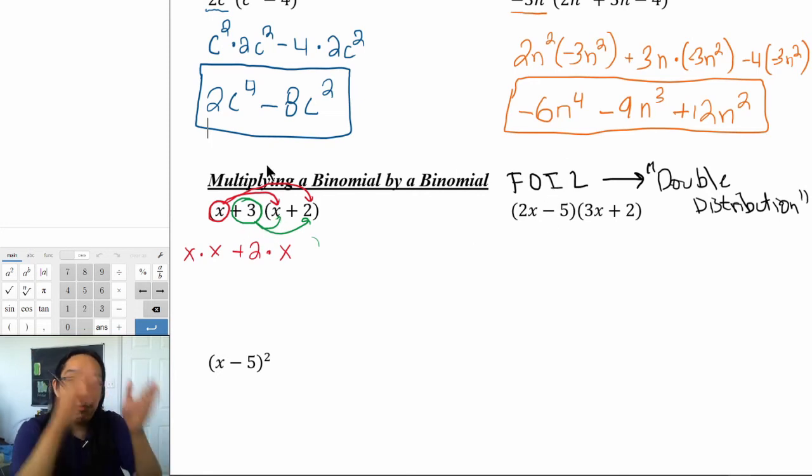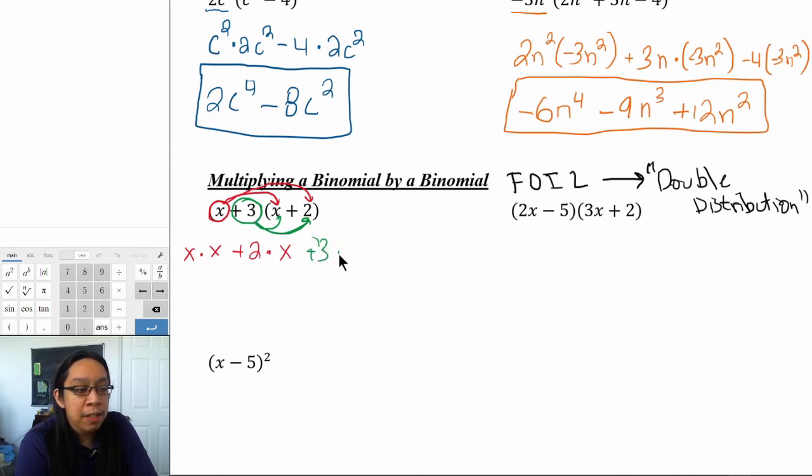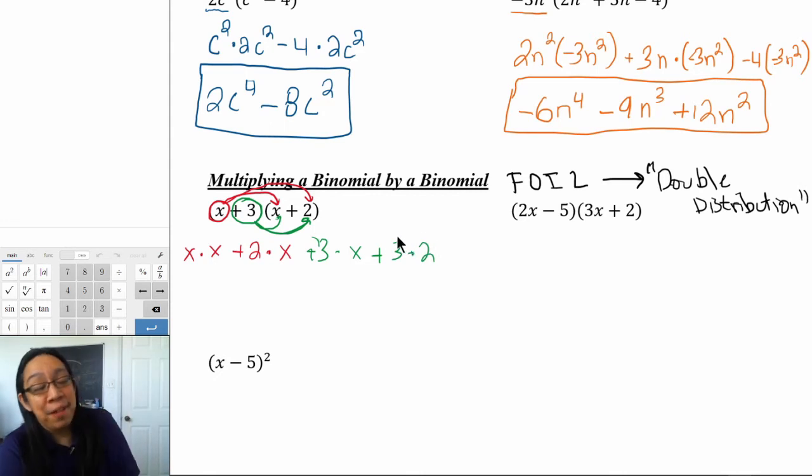3 times x represents the inner terms, while 3 times 2 represents the last terms of the FOIL method. So 3 times x, well I'm just going to go ahead and put this 3 times x. We'll worry about simplifying after. And then 3 times 2 will just be, well, 3 times 2. If you already have the answers in mind, then perfect. I'm just taking a step at a time.